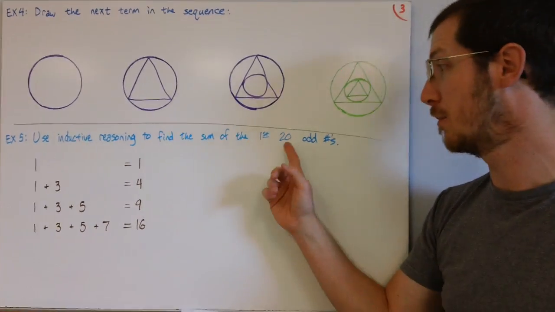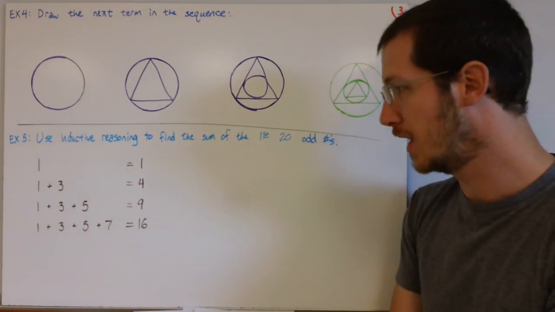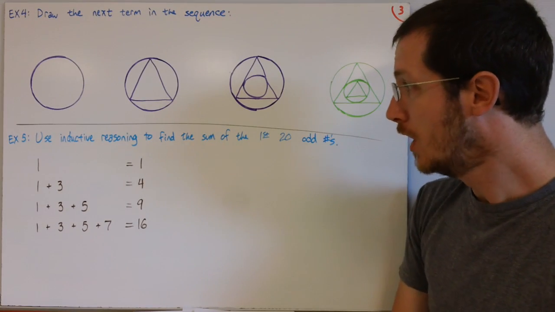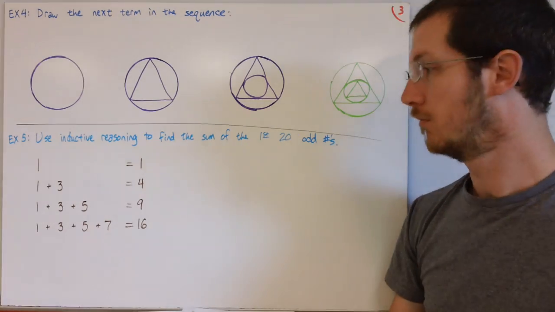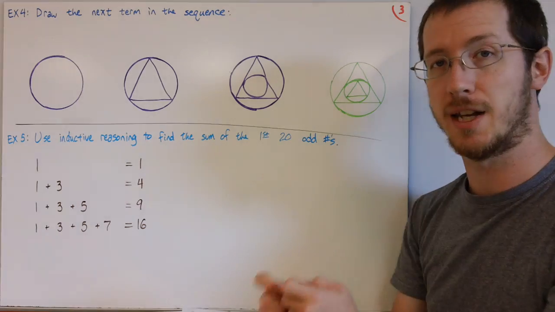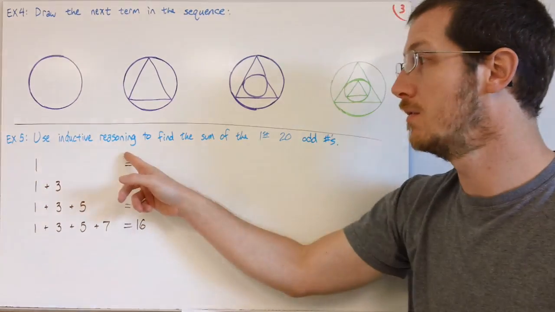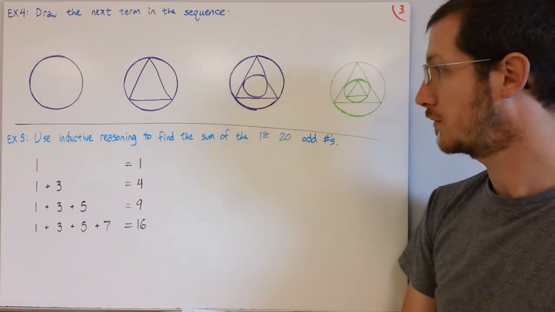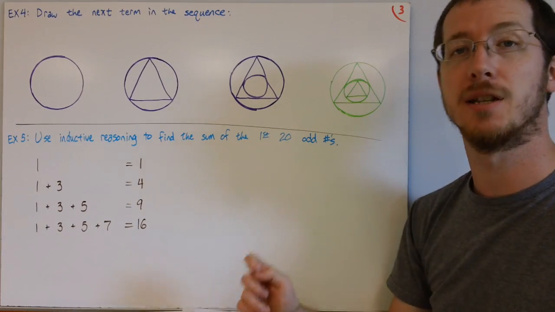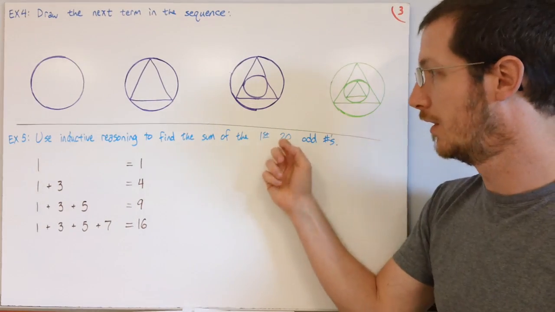So they give us the first 4, but they want us to find the first 20 odd numbers. So we could just write out the first 20 odd numbers or punch them in our calculator and find that sum. That's not what it's asking us to do though. It's asking us to use inductive reasoning. So we want to look for a pattern and see if we can come up with a rule from that pattern, use that to find our answer.